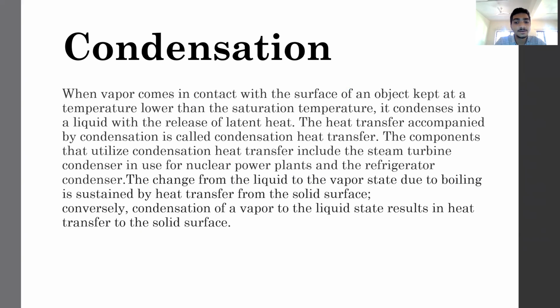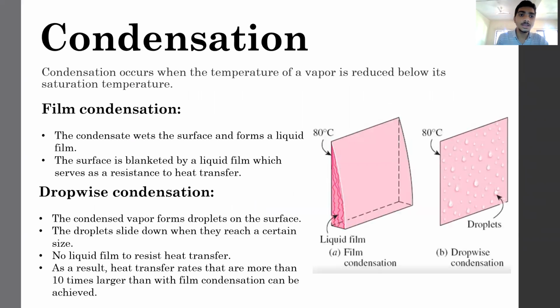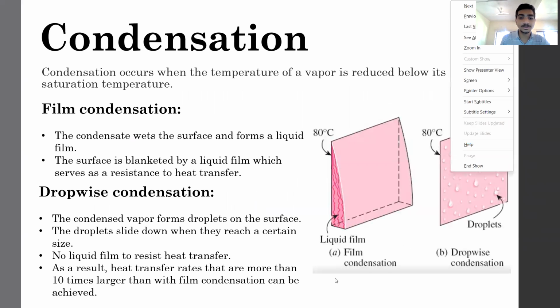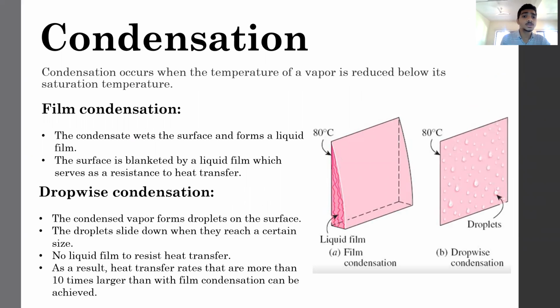The change from liquid to vapor state due to boiling is sustained by heat transfer from the solid surface. Conversely, condensation of a vapor to the liquid state results in heat transfer to the solid surface. So let's see more in detail about condensation. Condensation occurs when the temperature of the vapor is reduced below its saturation temperature. There are two types of condensation: film condensation and dropwise condensation.